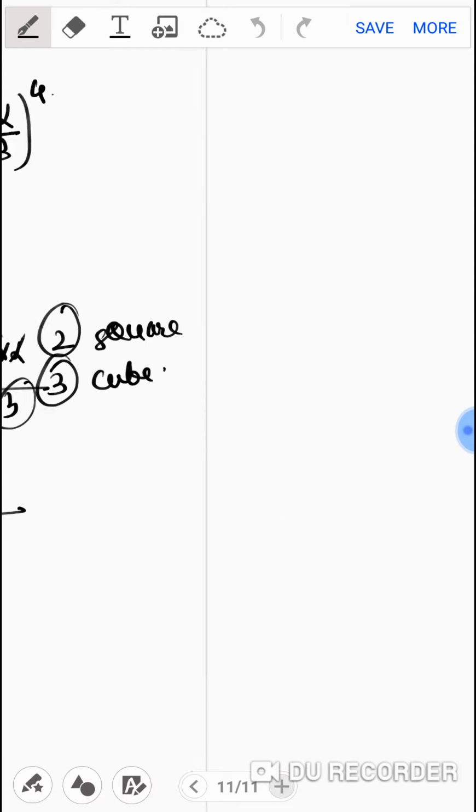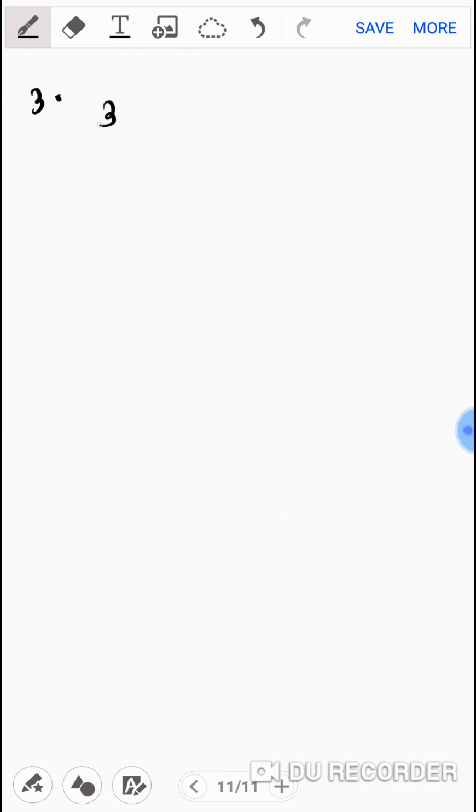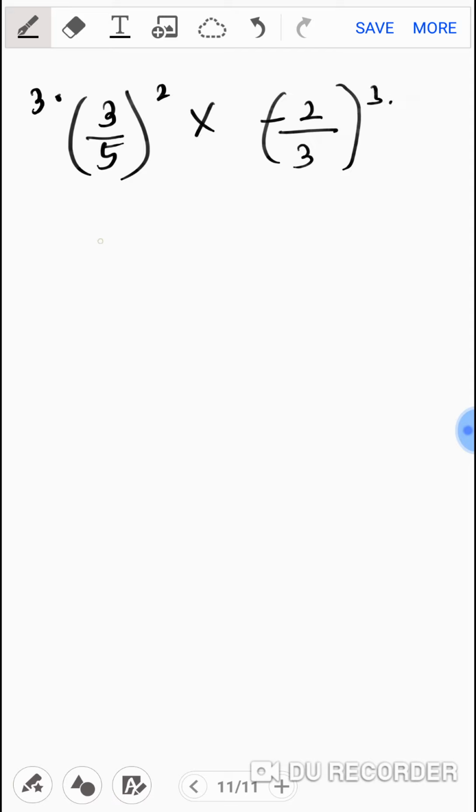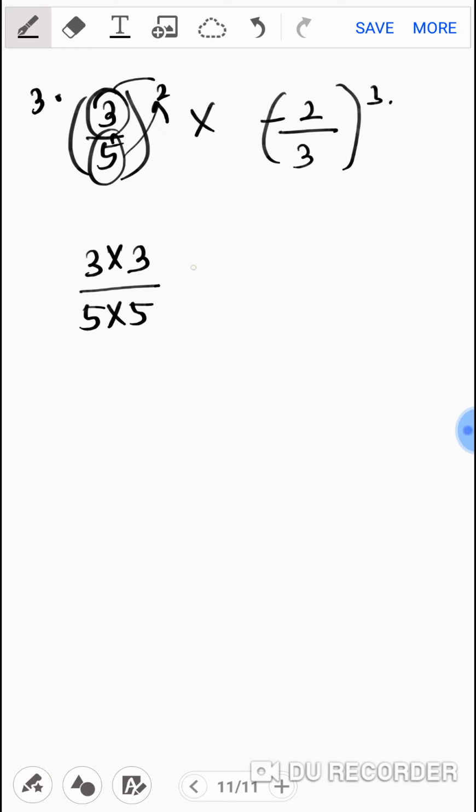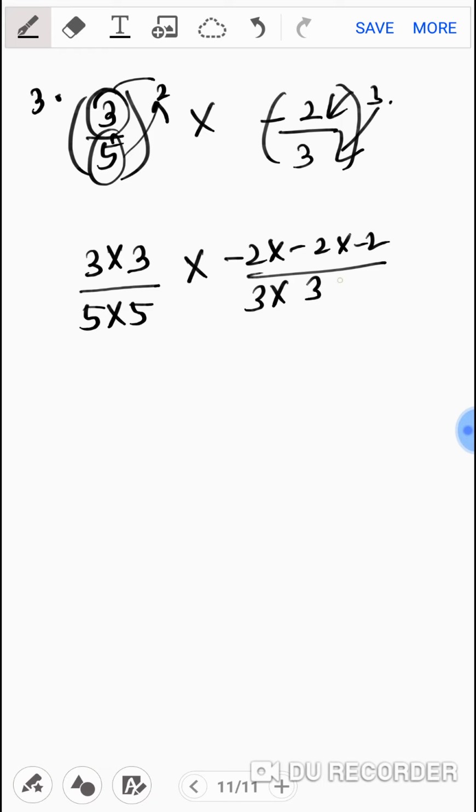Let's jump on to the next one. And it says 3 upon 5 raised to 2 minus 2 upon 3 raised to 3. Now we have this 2 with 3 also, 5 also. That means you have to multiply 3 for 2 times, 5 for 2 times. And you have 3 with minus 2 also and 3 also. That means minus 2 for 3 times and 3 for 3 times. Got my point clear? You can eliminate this.